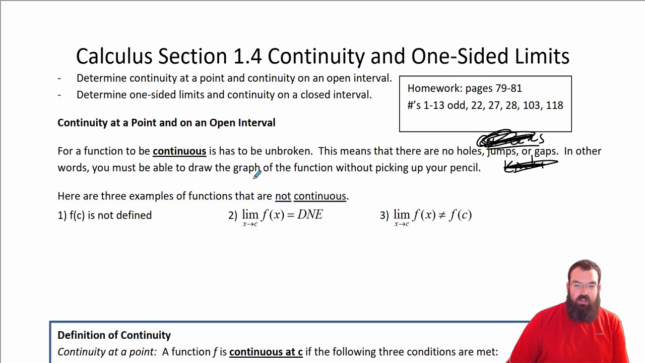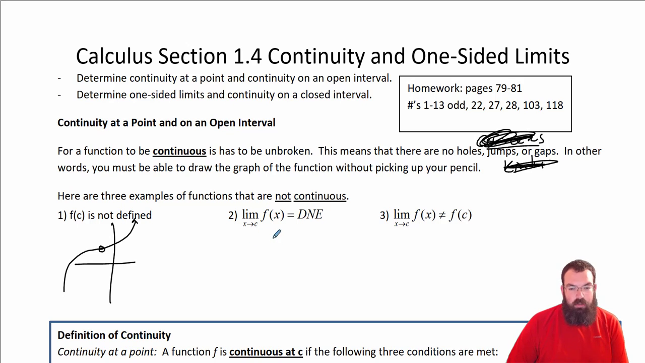Here are 3 examples of functions that are not continuous. First, f of c is not defined. For instance, if I have a graph and a function, but at some point there's a hole, that means the function is not defined at that value. So this is not continuous, because you would have to pick up your pencil and go to the other side and go on.